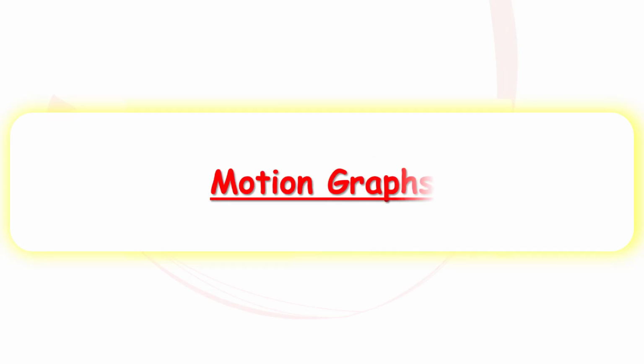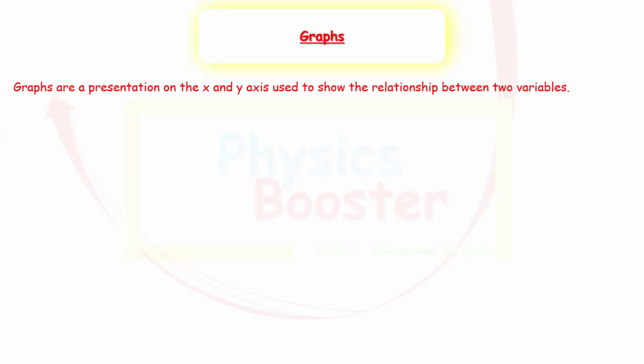Hello everyone and welcome. Today we are going to introduce something we call motion graphs. Now, as a quick reminder, a graph is a representation on the x and the y axis used to show the relationship between two variables. So you must have two variables in order to get a graph.